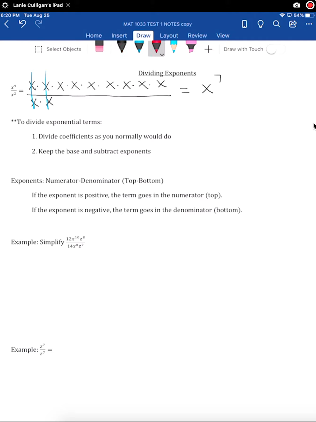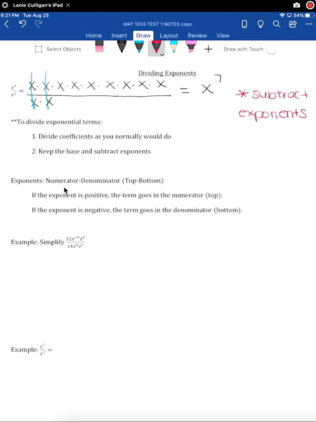So if you notice here, what we did was we subtracted our exponents. So we're going to divide the coefficients, the numbers out front like we normally would do, keep the base the same, subtract the exponents. Now notice that this is 7 x's at the top. So that means positive 7 because it's at the top. On the bottom, there's nothing left over underneath. So I don't need to write that fraction bar anymore because there's nothing on the bottom. It would be the same thing as saying over 1.